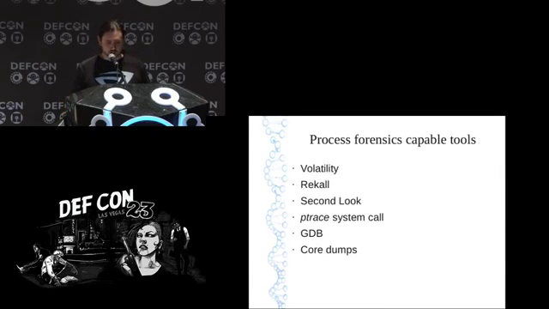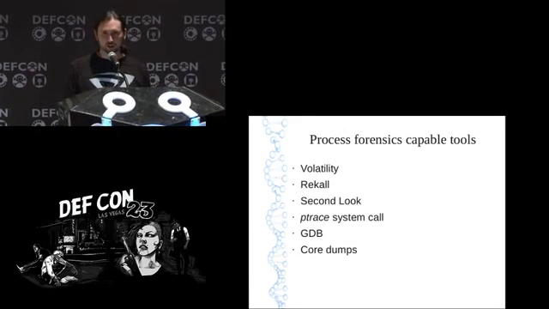So there are a lot of forensics tools available that also do some process stuff. The three major ones are Volatility, Recall, and Second Look, which is commercial. Primarily these do full system memory dumps, and of course in full system memory dumps, eventually the process is in there somewhere.